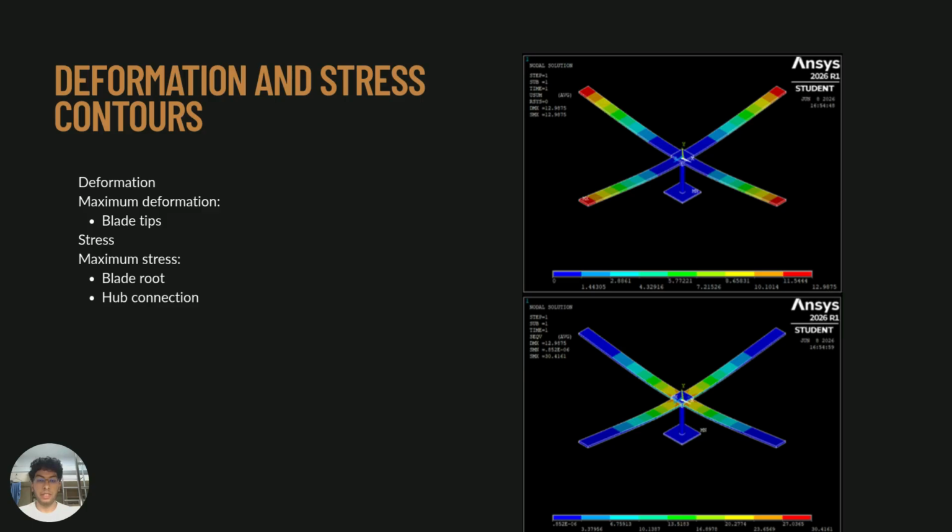For the deformation and stress contours, the deformation plots show that the largest displacement occurs at the blade tips. This is expected because the blades behave similarly to cantilever structures subjected to distributed loading. The stress contour indicates that the higher stress occurs near the blade root and the hub connection region. These locations transfer loads from the blades into the central structure and therefore experience the largest bending moments. Consequently, the blade root and hub connection are identified as the most critical structural regions.